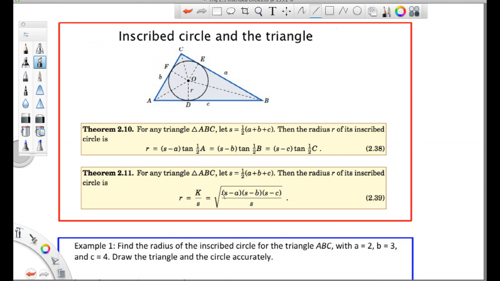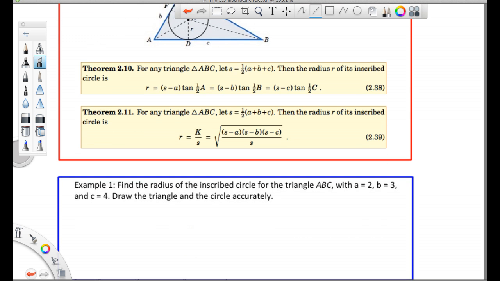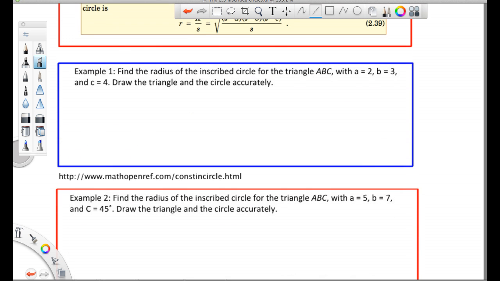And if you do that algebraically, you actually get this formula here. So there are two more formulas here that you can work with. So what does this look like then? Well, find the radius of the inscribed circle for the triangle ABC, with A is 2, B is 3, and C is 4, and then draw the triangle and the circle accurately.